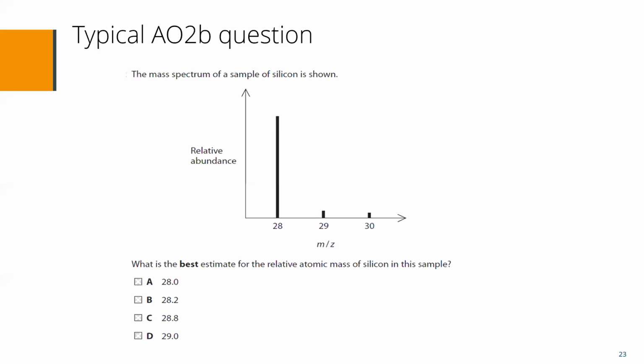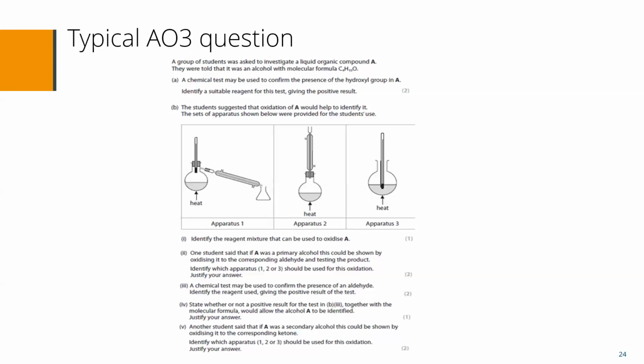Here's an AO2B question. What is the best estimate for the relative atomic mass of silicon in this sample? The students are not given a scale on the vertical axis, and therefore they have to make estimates of the relative percentages of 28, 29, and 30 and come up with an answer for the relative atomic mass of silicon. So that's classified as AO2B because they have to take the data, analyze it, and reach a conclusion from that data. There's a typical AO3 question.